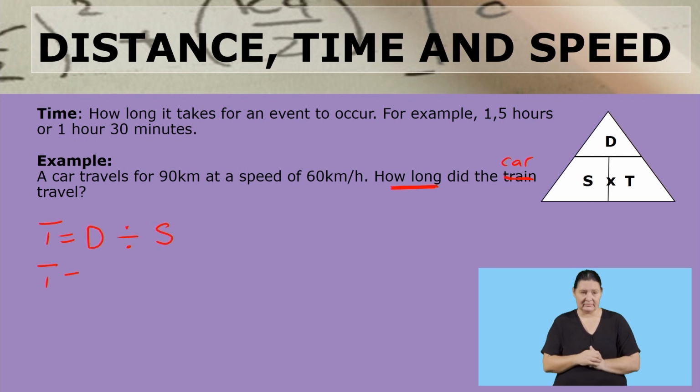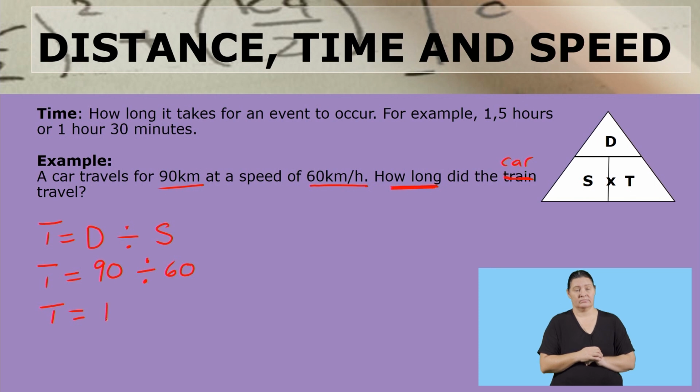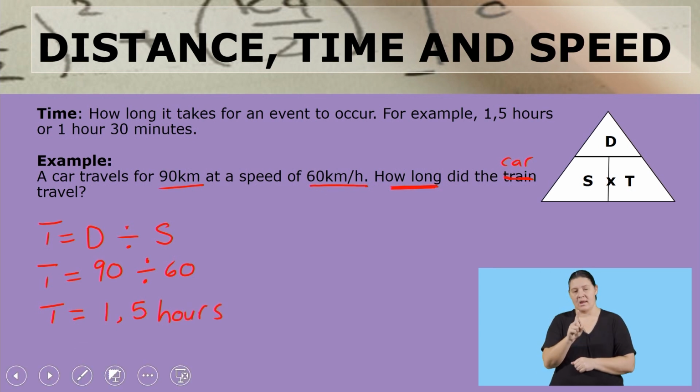The distance has been given to us there. That is our 90 kilometers. And the speed has also been given to us there. That is our 60 kilometers per hour. And when you punch that into your calculator, you are going to get 1.5 hours. That is 1 hour and 30 minutes.